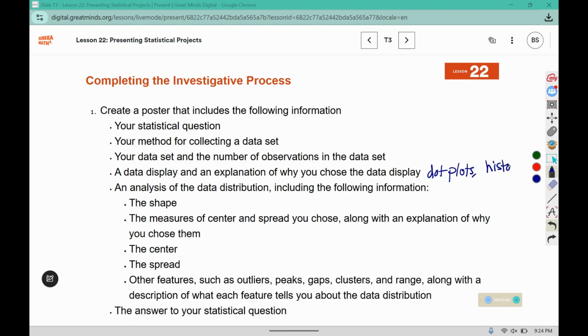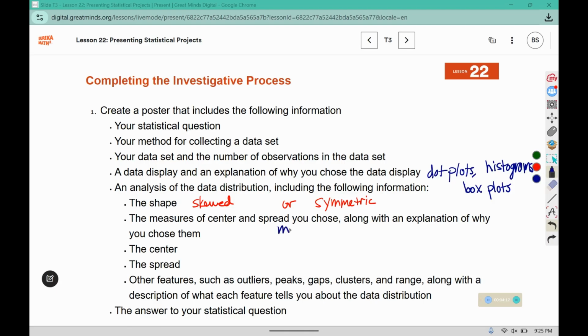Remember, your options are dot plots, histograms, or we've also worked with box plots. An analysis of the data distribution, including the following information: the shape. Remember, we've talked about 2 different types of shapes: skewed shapes, which would be left or right, or symmetric. The measure of center and spread you chose, along with an explanation of why you chose them.